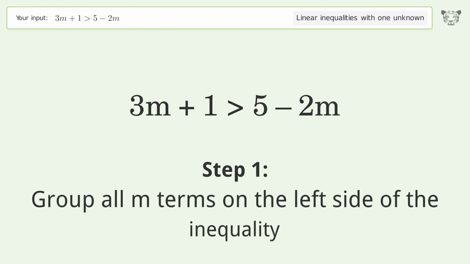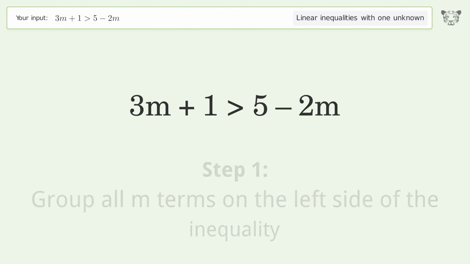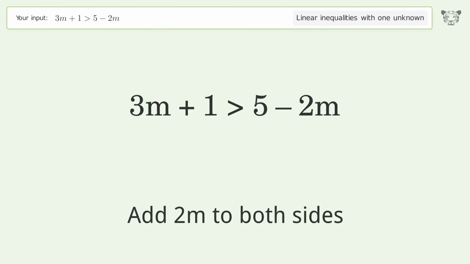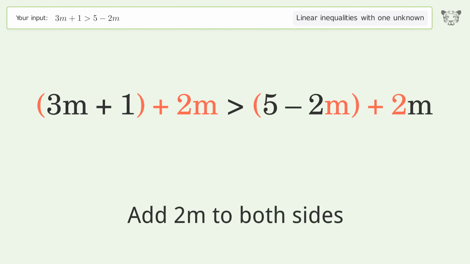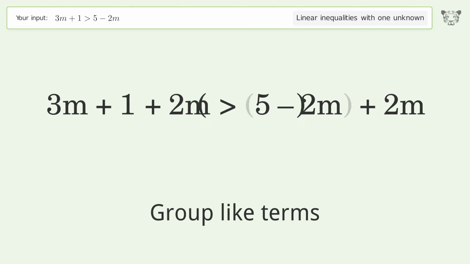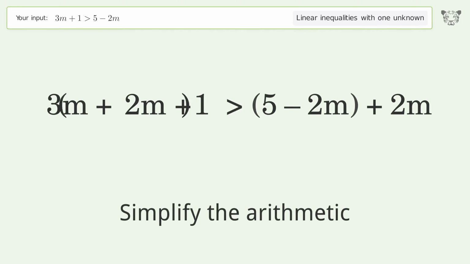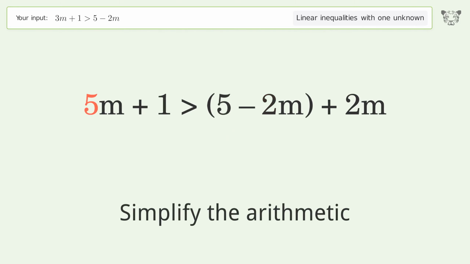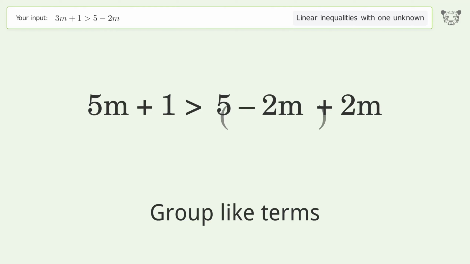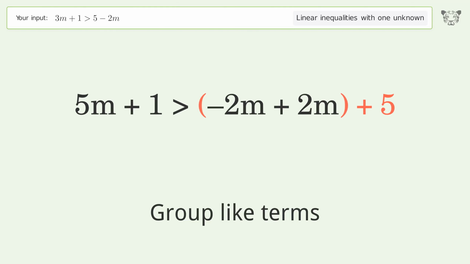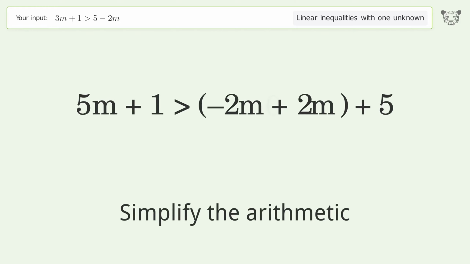Group all m terms on the left side of the inequality. Add 2m to both sides. Group like terms. Simplify the arithmetic. Group like terms. Simplify the arithmetic.